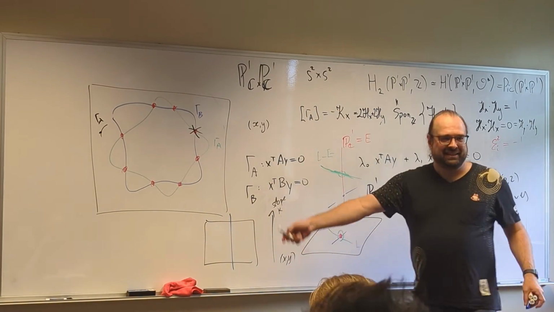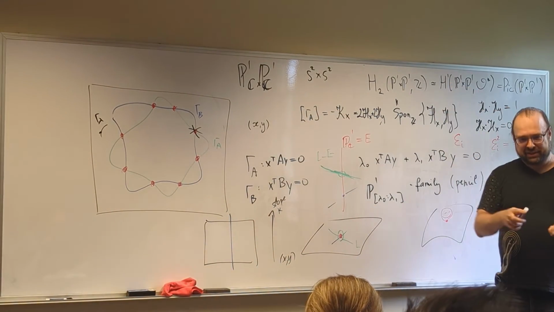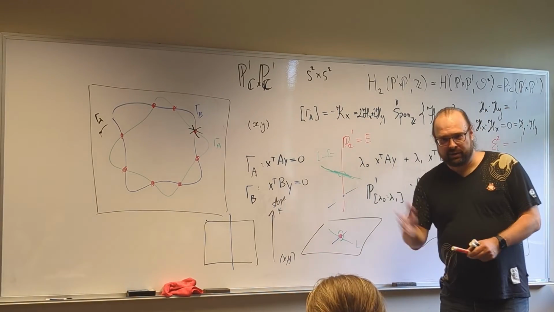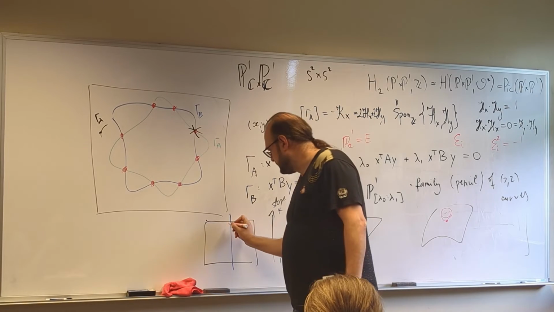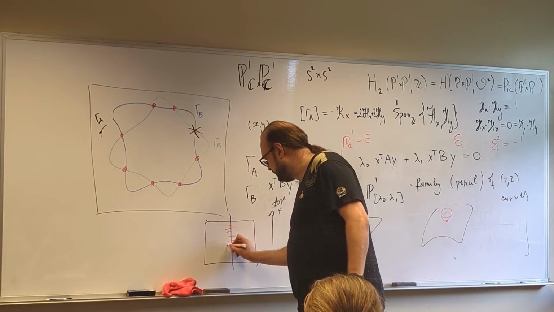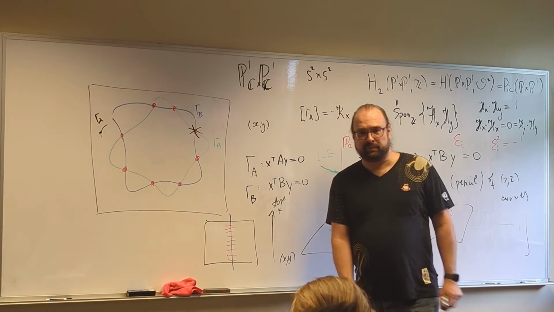Okay, this is my vertical line HX, right? How did I move to a parallel line? I said, oh, this is a normal bundle of an embedding of this line in the projective plane.